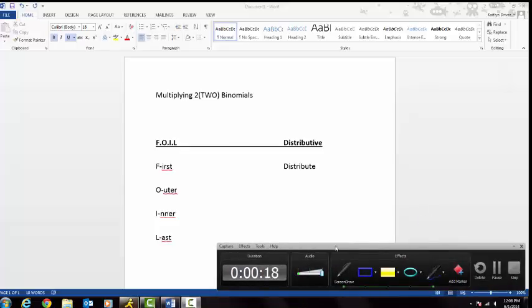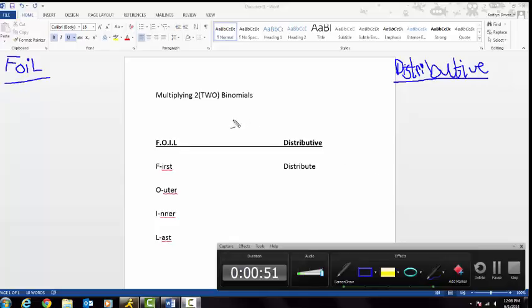Now, this side of the screen over here is going to be FOIL and this side is going to be the D property, Distributive. Sorry about this. Yeah, that's hard to read. I'm going to make it a lot better when we actually do the problems.